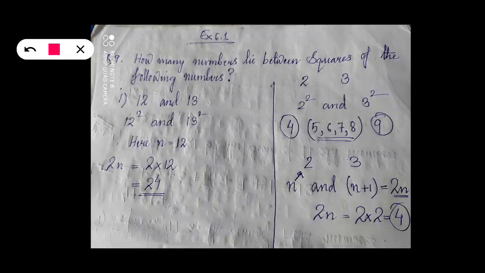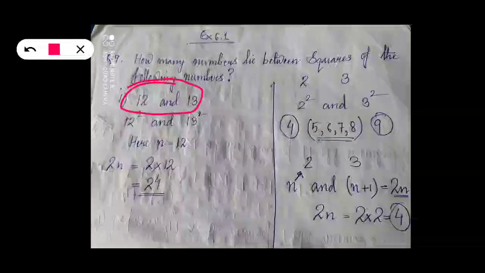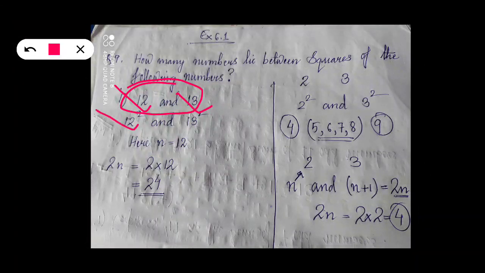Like here the question has given you 12 and 13. Now you have to find how many numbers lie between the square of 12 and 13. That means 12 square and 13 square. If you simplify this, how many numbers lie between these two? 12 square is 144 and 13 square is 169. Now from 145 till 169 you have to go on.